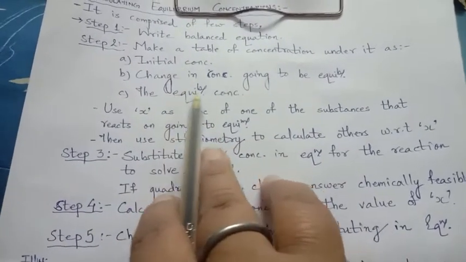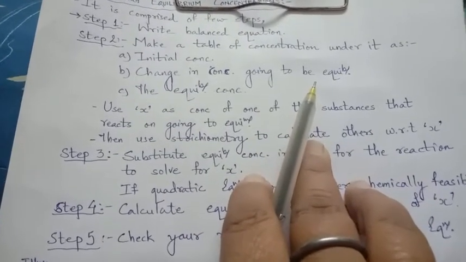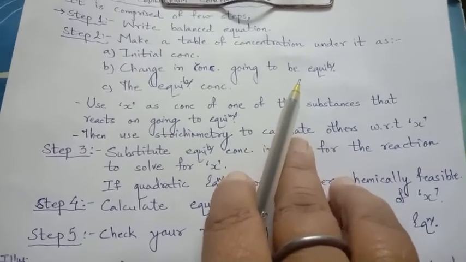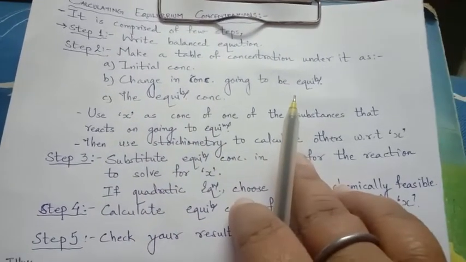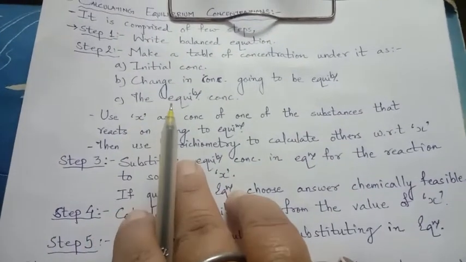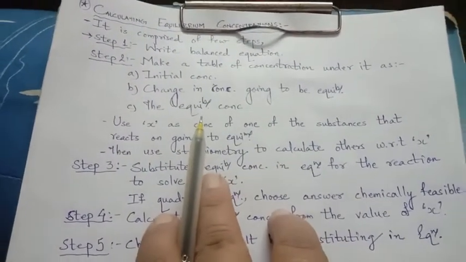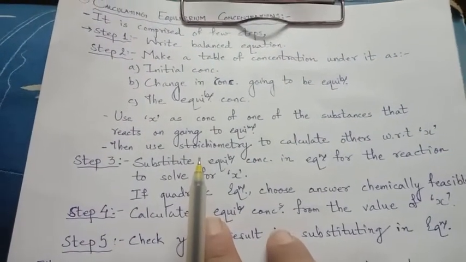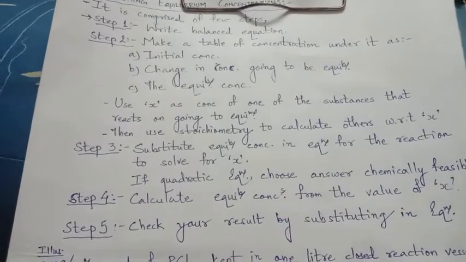Then comes the change in concentration, which is going to happen at equilibrium. We don't know the exact concentration at equilibrium, but next we mention the change in concentration which is going to take place at equilibrium. And C is the equilibrium concentration, and the last is we need to calculate the equilibrium concentration. These are the steps we have already learned and already calculated in numericals. After this discussion also we will calculate, so it will be easy for you.